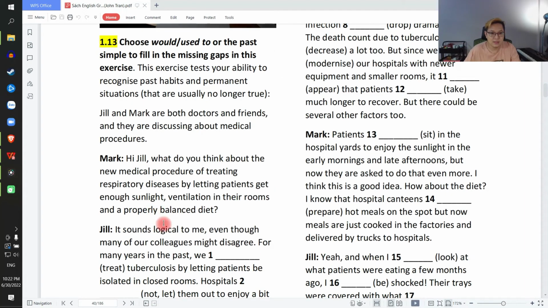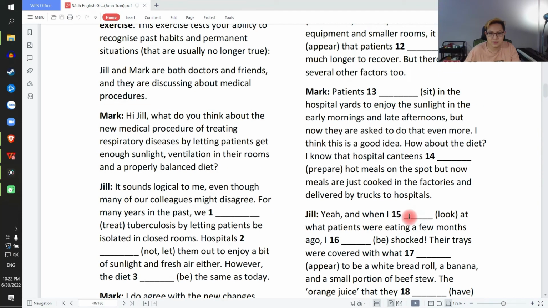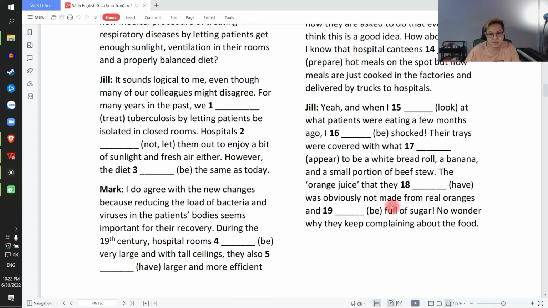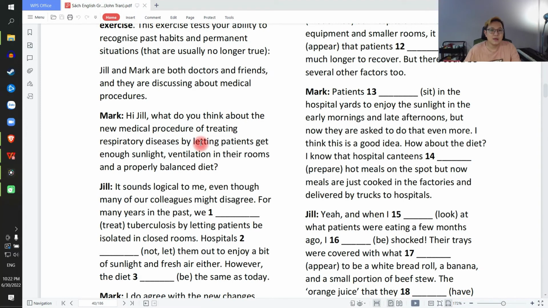Okay, so basically I will try to explain first, okay? Mình sẽ giải thích trước. Jill and Mark are both doctors and friends, and they are discussing medical procedures.